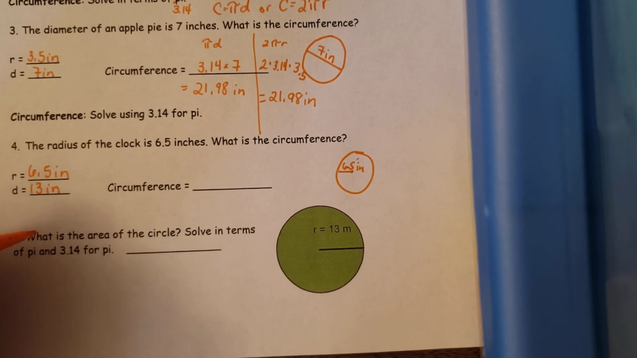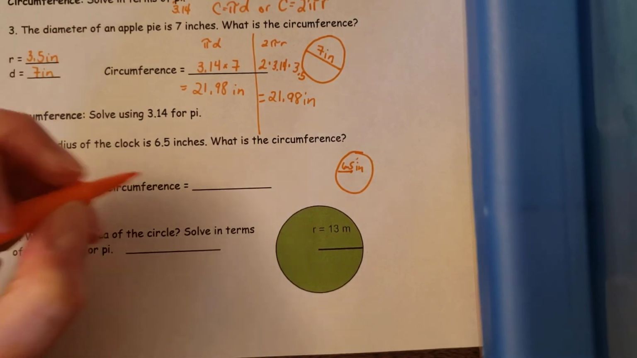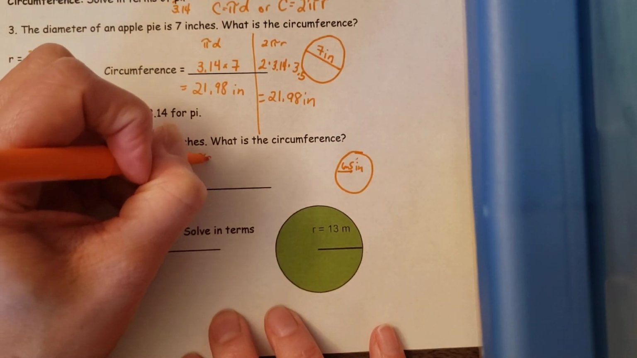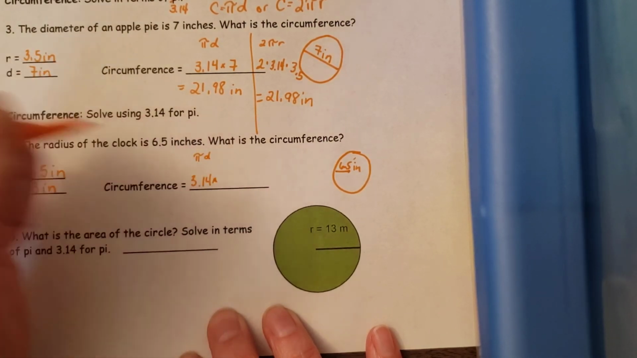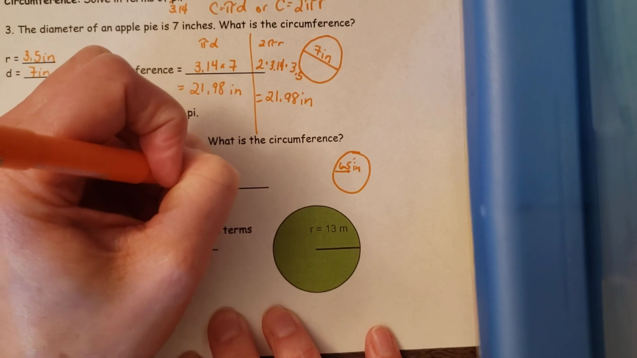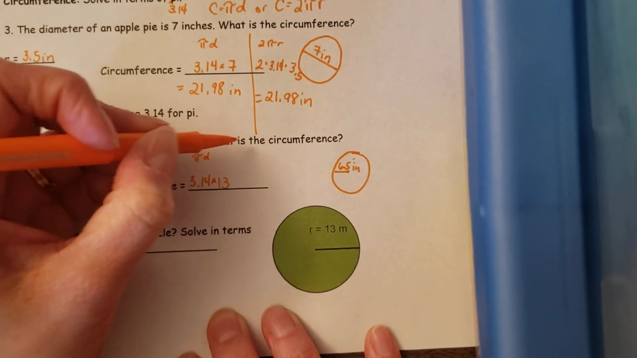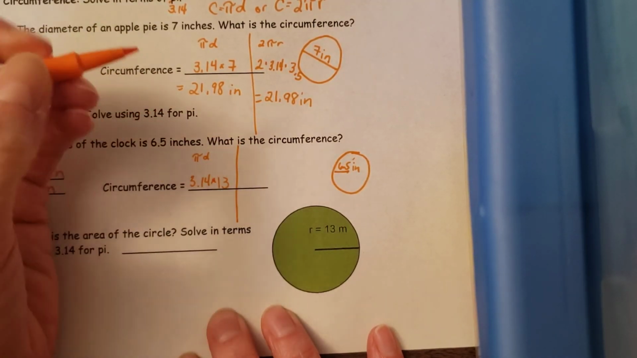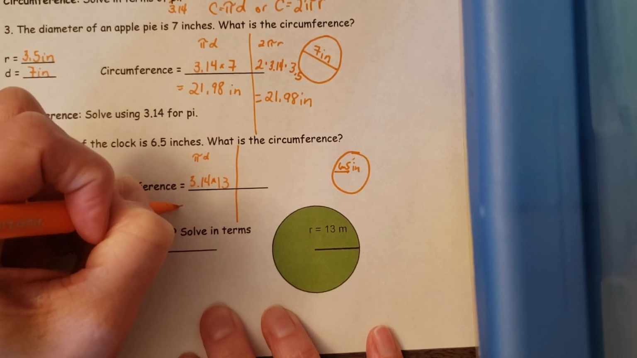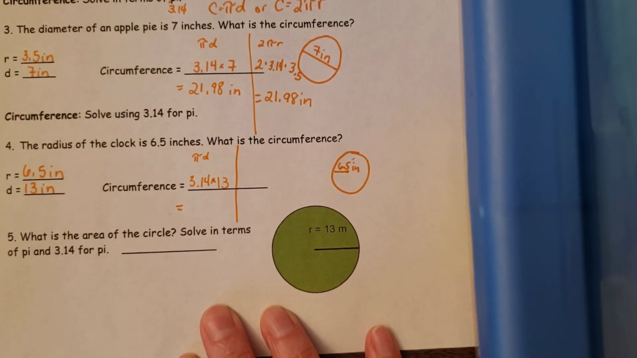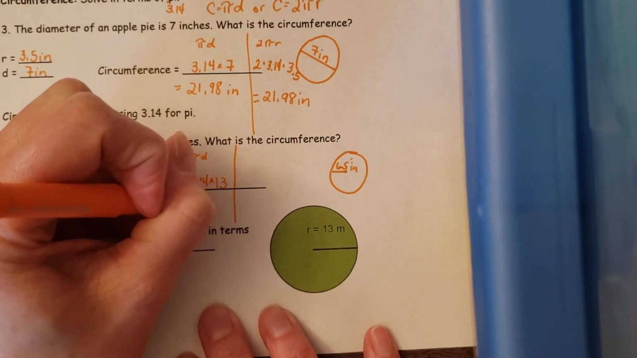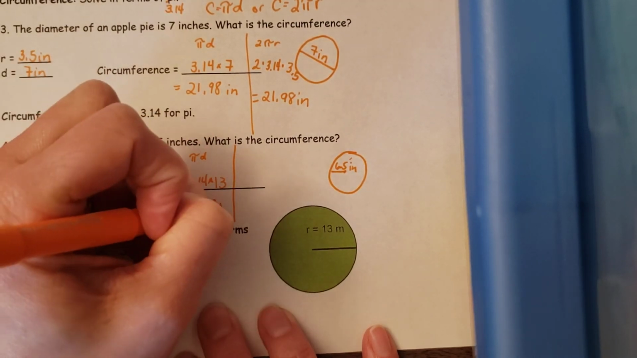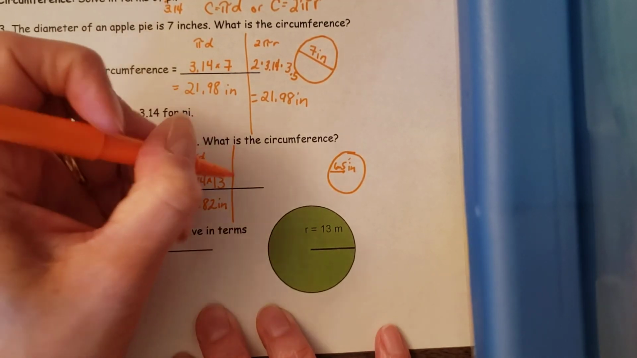So we can do this 2 ways again. We'll do pi times diameter. So we'll do 3.14 times 13. And really when we do that, we've just done the 2 times the radius, so just doing the work early. What is 3.14 times 13? 40.28 inches.